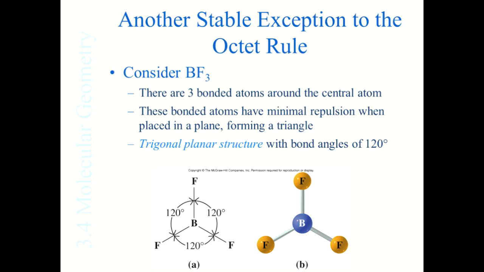This guy, boron, has no lone pairs on it, but there are 3 things bonded to him. Those three things spread out as far away as they can, 120 degrees away from each other, and they end up taking on a triangular shape. But it's a flat triangular shape. So we say that it's trigonal planar.